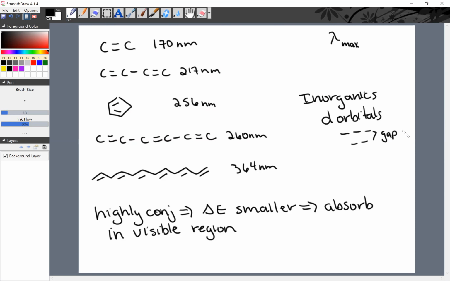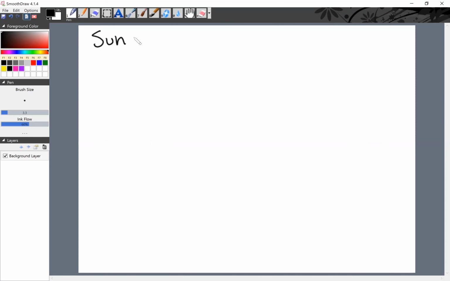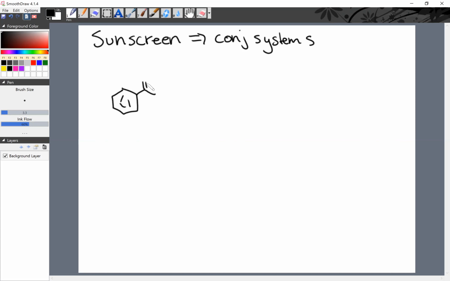All right. Well, I mentioned melanin. Let's just talk about sunscreen to tie this up. If you wanted to absorb that extra energy so it didn't go and mutate your cells, what would you use to absorb it? And the answer is conjugated systems. And so this one is very common. Called para-amino benzoic acid.